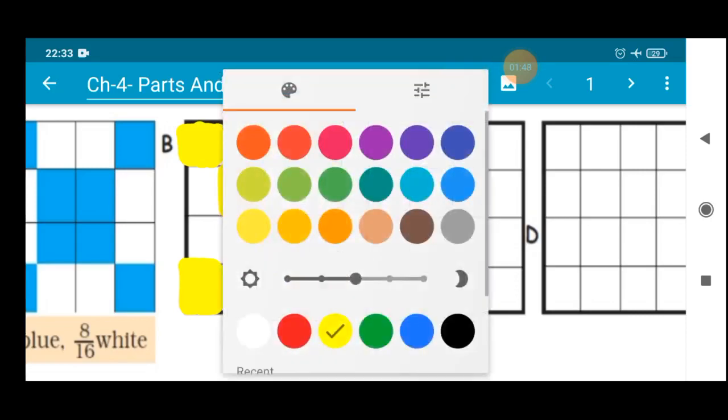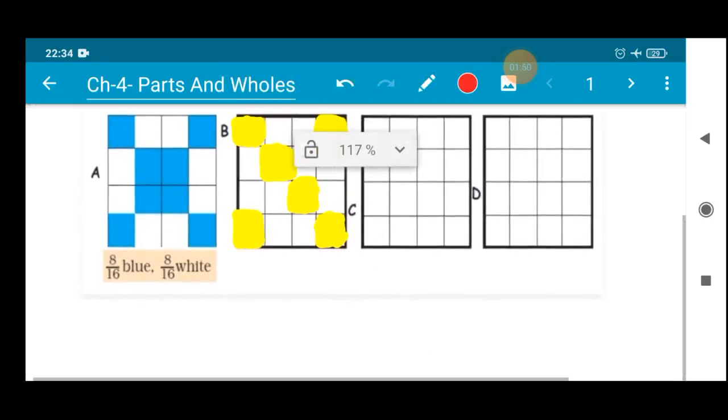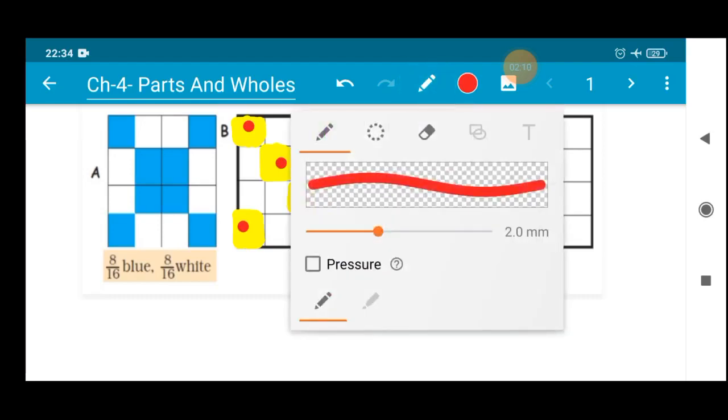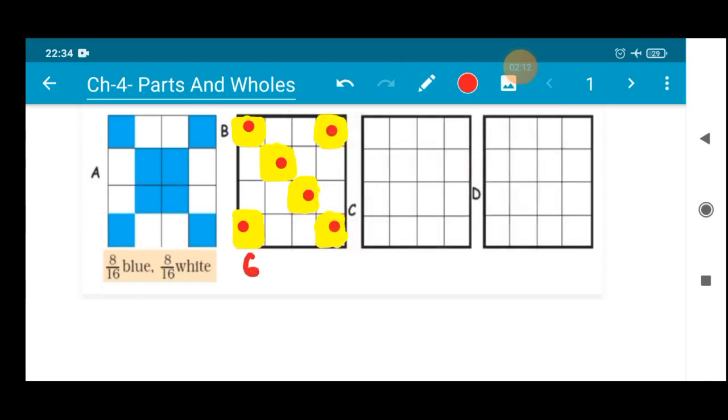So now you have to write, similarly to how they have written 8 by 16 was blue. Now over here also, what part is yellow, as you have taken yellow, and what part is white. Okay, so let's start counting. So 1 2 3 4 5 6. So 6 parts out of 16 is yellow.